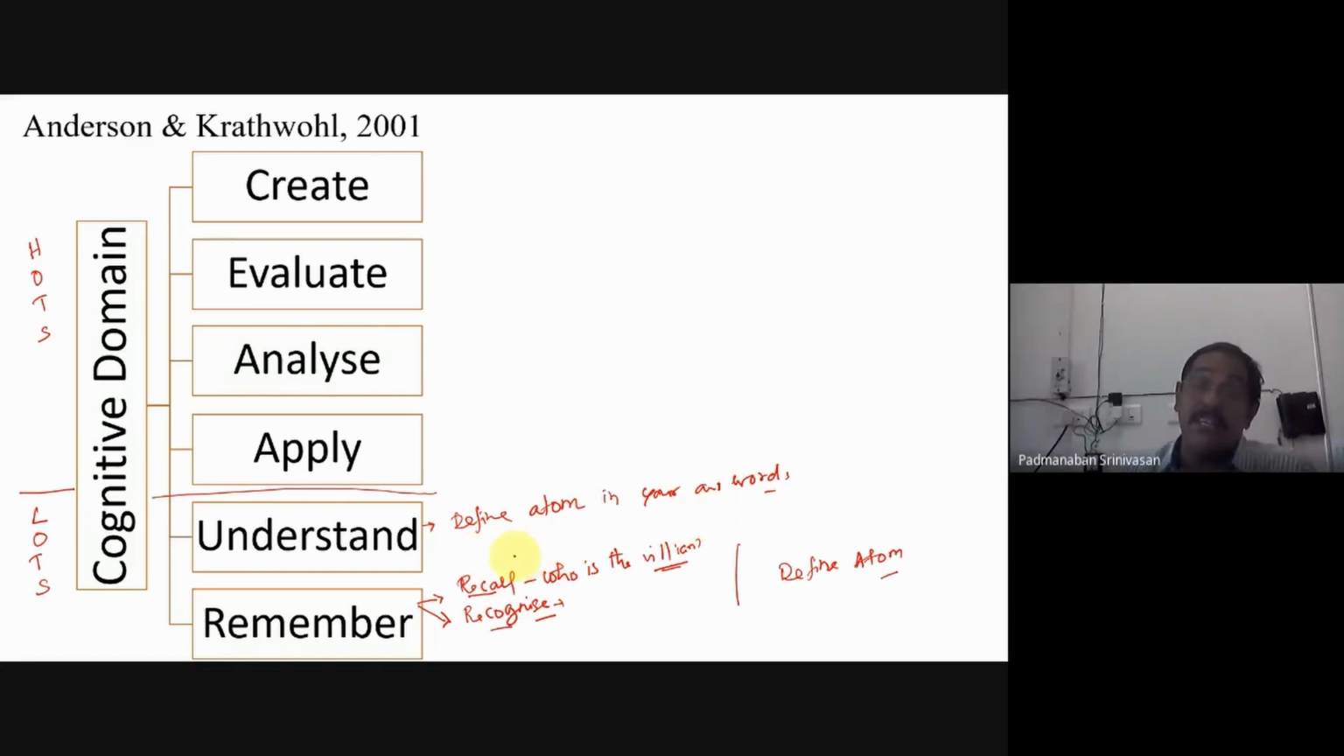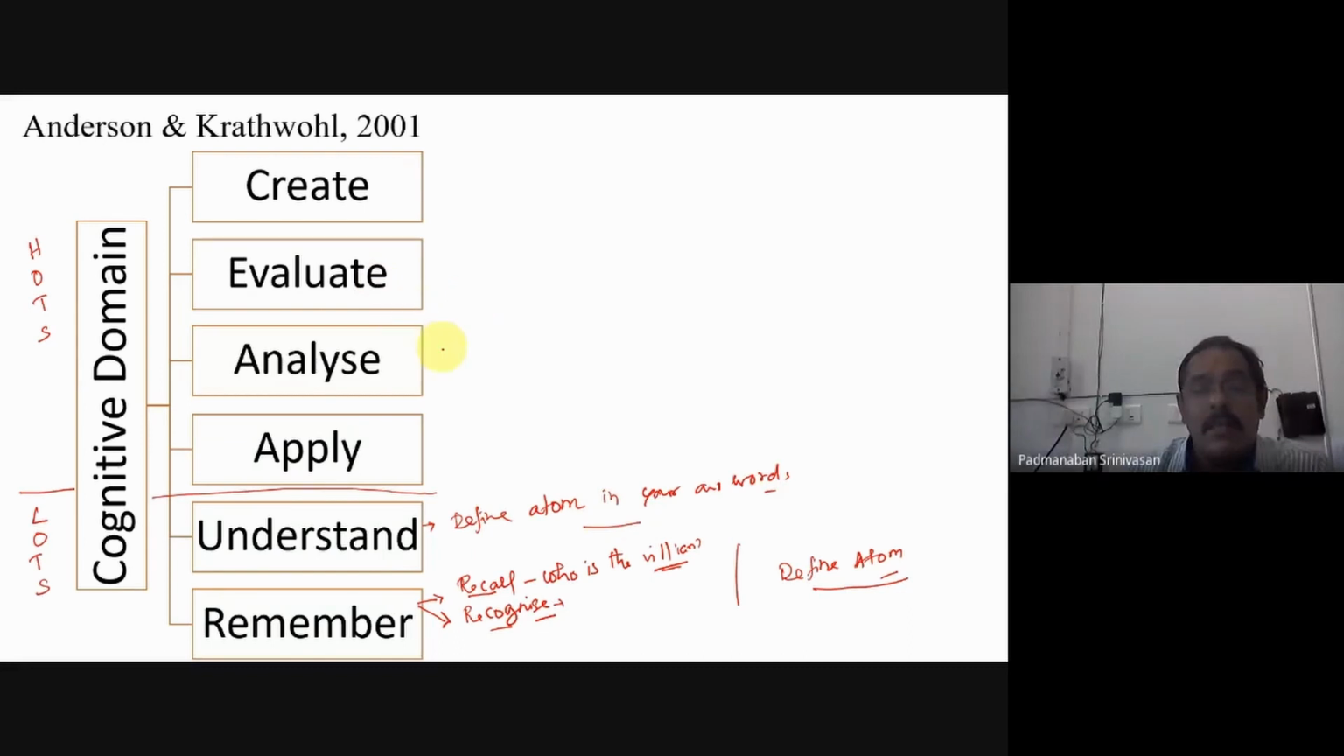So this is a distinction. There is a difference between the definition given as it is in the book and the definition by their own thoughts. Therefore, if they give the definition as given in the book, that comes under the remember category. If they define the atom in their own words, that comes under the understand category, which means that they have moved from the lower category to the next higher category.